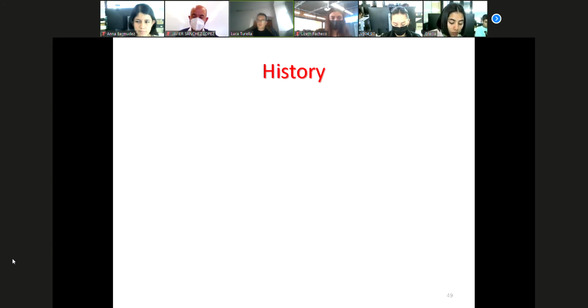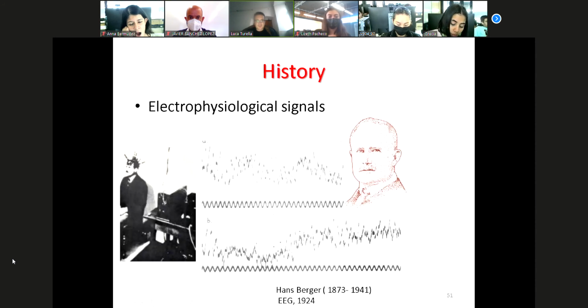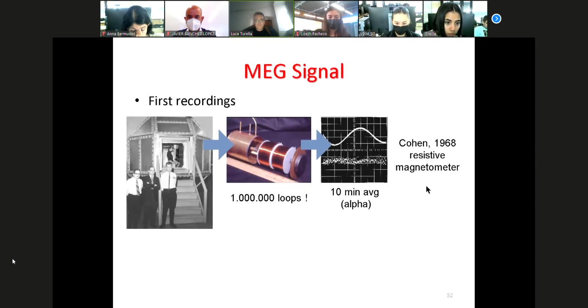Okay, I'm just going also briefly through the history of MEG. You will see that the history is quite short, in the sense that the first MEG machine is much more recent with respect to EEG. As you already know, in the last century there were the first studies that showed the possibility of collecting data related to electrophysiological signals like the electrocardiogram. Einthoven measured it and also got a Nobel Prize for his studies, and as you probably know, in 1924, Berger measured the first EEG, as you can see here. But MEG came much later.